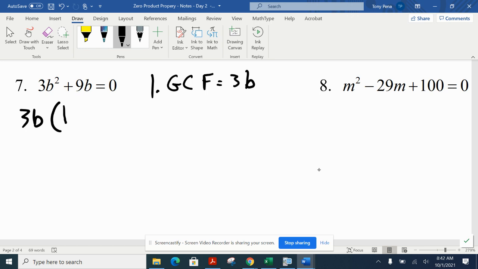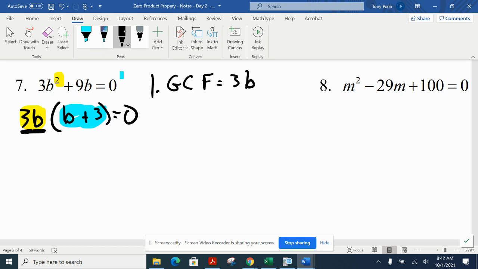If I had a 3 pulled out? Yeah, so just a b, and then what? Good. And then the 3 set equal to 0. We should have 2 answers, so it's nice that we now have 2 factors. Those 2 factors should give us those 2 answers.